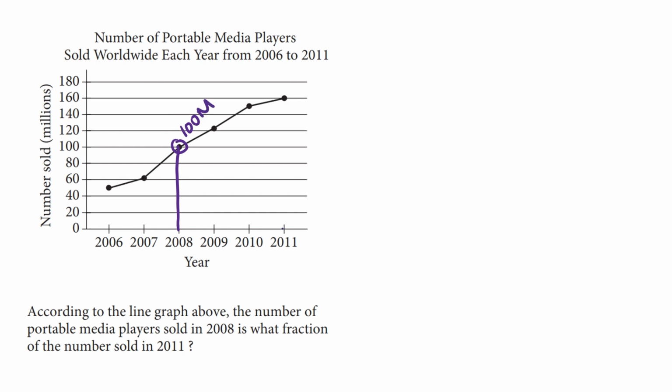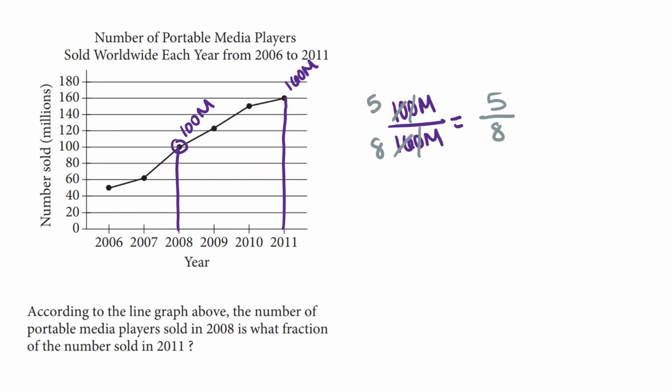And then in 2011, 160 million were sold. So we want to know what fraction of media players were sold in 2008 compared to 2011. So we'll just make a fraction out of these numbers. We'll say there was 100 million in 2008 divided by the 160 million in 2011. Simplifying these fractions, we can drop one of our zeros, divide them both by 10, and then simplify this dividing by 2. We get 5 and 8. So the fraction of media players sold in 2008 compared to 2011 is 5/8.